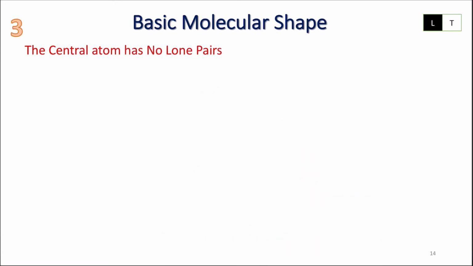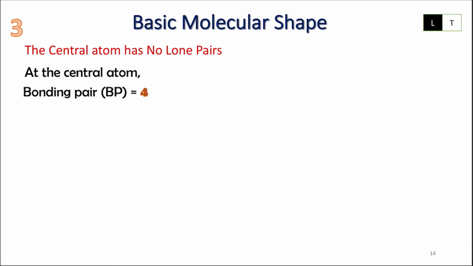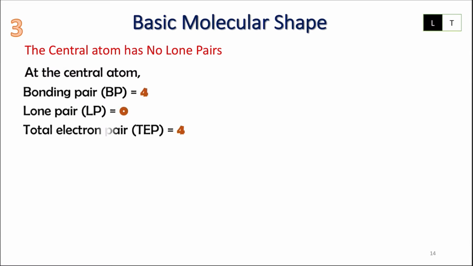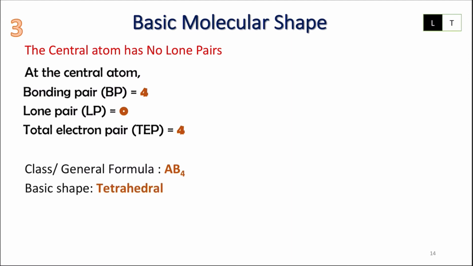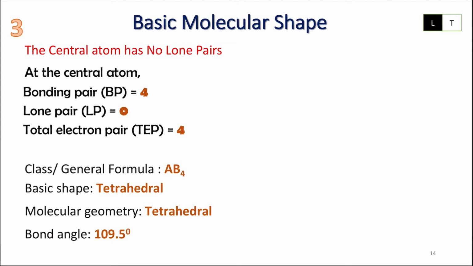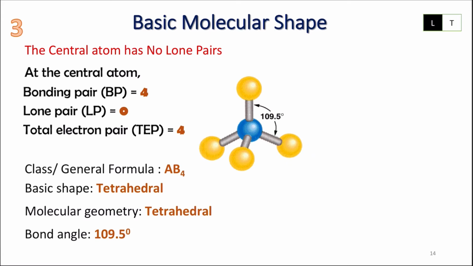Let's continue with tetrahedral. So tetrahedral, at the central atom we got 4 bonding pairs, 0 lone pairs, and the total electron pairs is 4. The class is AB4 because we got 4 bonding pairs. And then basic shape we call it as tetrahedral, and molecular geometry stays the same because there is no lone pair at the central atom, and the bond angle is 109.5 degree. In this case, this is how we illustrate based on this drawing. So, macam mana saya nak draw dalam bentuk on paper?